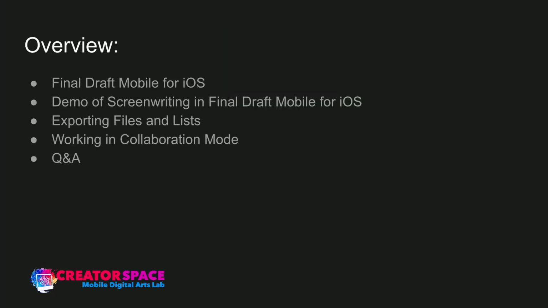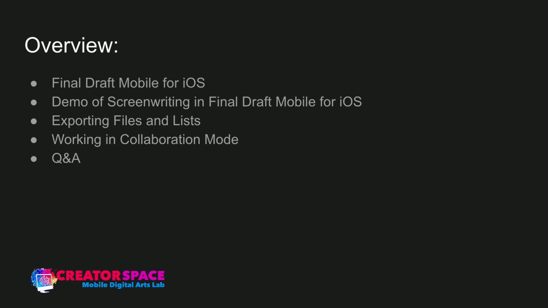So today we'll look at Final Draft Mobile for iOS. It's available through the Apple App Store. We're going to look at a demo of screenwriting in Final Draft Mobile for iOS. Then we're going to look at exporting files and lists. That will be directly within Final Draft Mobile, but also going back to Final Draft 12 on our desktop. And then a little bit on working in collaboration mode, how that works. I'll give an overview on that, and then we'll wrap things up.